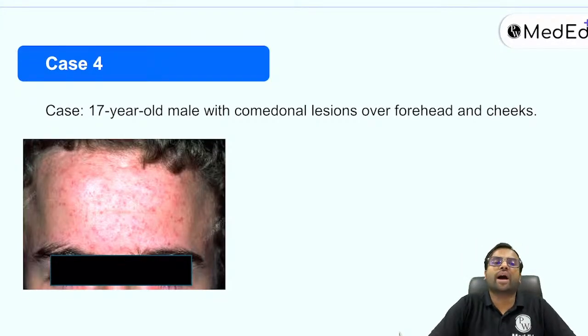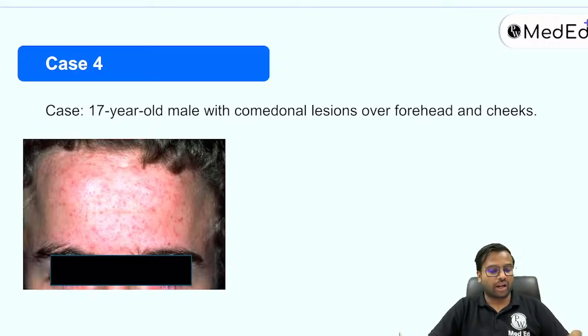So here we have a 14-year-old male with comedonal lesions over the forehead and the cheeks. Now what can this be? I'll just zoom this image for you. So what do you think? Here also there is some redness in the face, there is going to be some erythema in the face, and there are so many small lesions over the face, multiple, right?